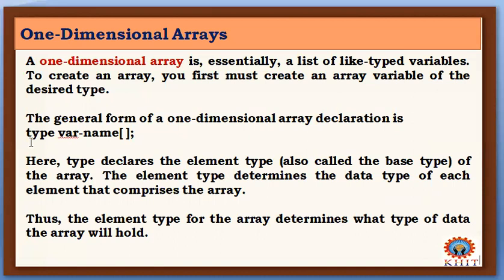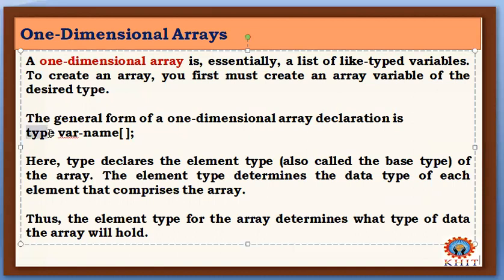First, what I need to write is the type. If you want to have an array, what values are you going to store in that array? Integer values, float values, character values, or some other values? All the values must be of a similar data type. So first of all, we need to mention the type.